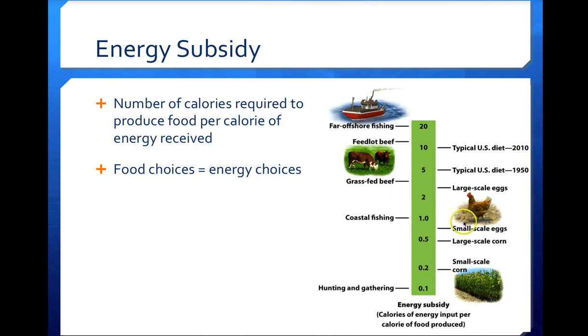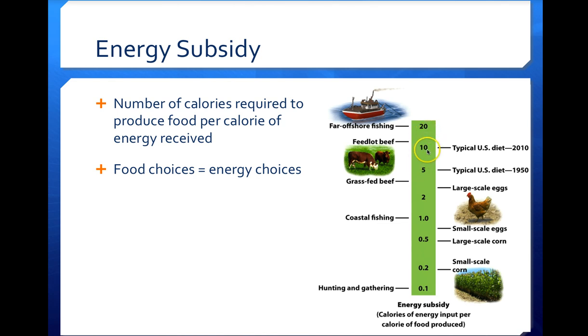Now, if we move up the scale, we'll see that large-scale corn, the energy subsidy is about 0.5. Small-scale eggs is around 0.75. Coastal fishing, we get about 1 calorie of energy out for every 1 calorie we put in. It's an even trade. Now, as you move up the scale here, notice that large-scale egg farming, we end up not breaking even on this. Grass-fed beef, actually, we are putting out about 3 calories of energy for every 1 that we get back.